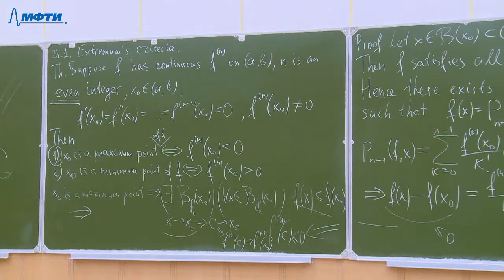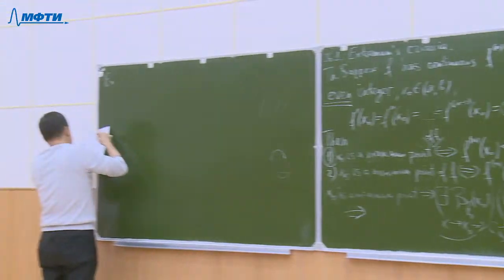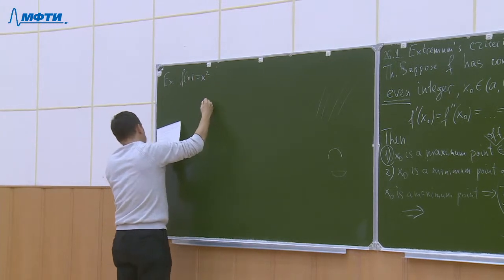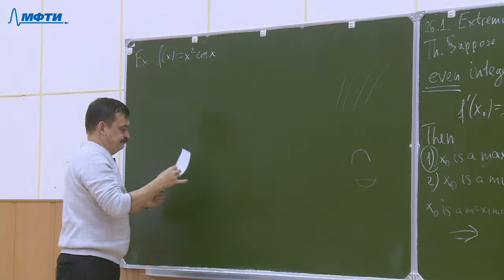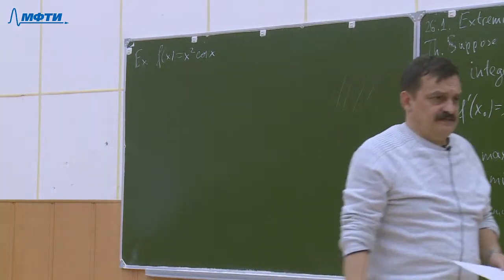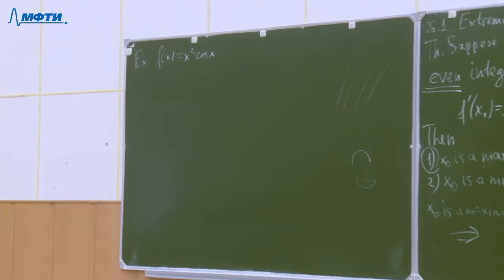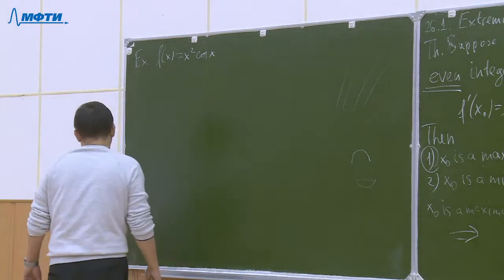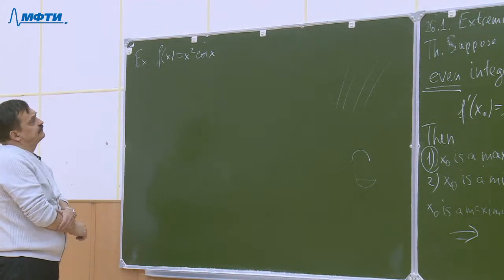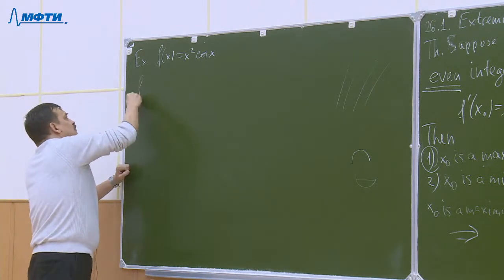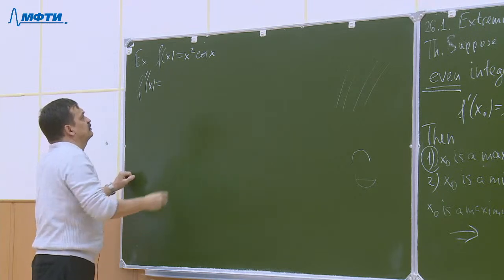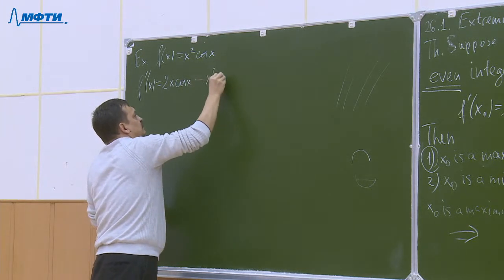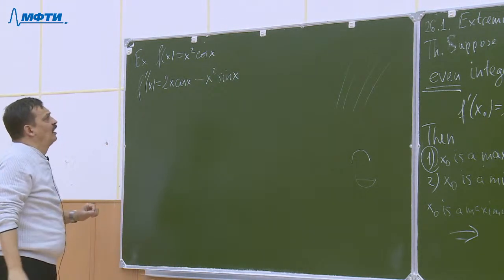Example. f of x equals x squared cosine x. So let's investigate that function for extremums. So we find the first derivative, it's 2x cosine x minus x squared sine x.